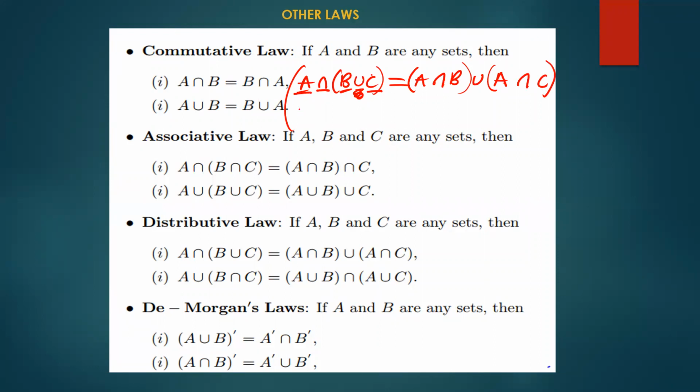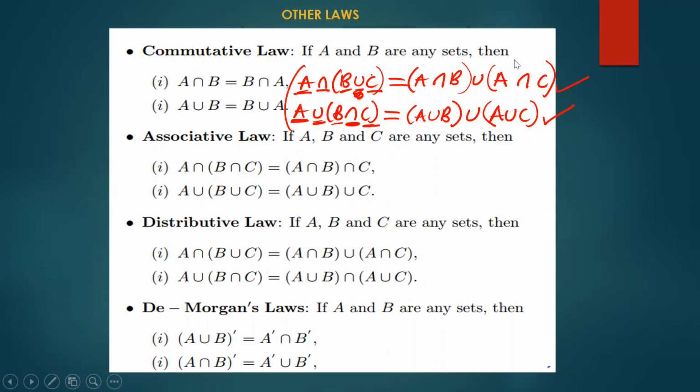So this is how you distribute. The same applies if you have A union B intersection C. You get A union B, then in brackets, you get the symbol in between, you write it there. Then you open brackets and put A union C in brackets. So this is how you distribute sets. In the next lesson we're going to look at some examples, and you will see how we apply these laws.